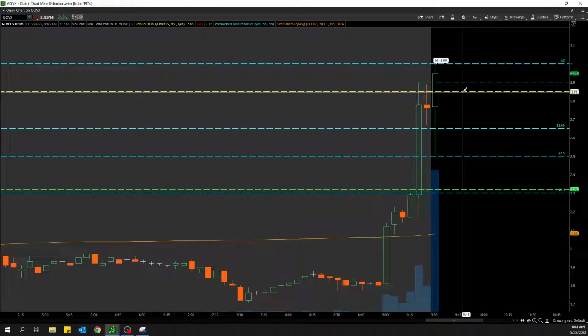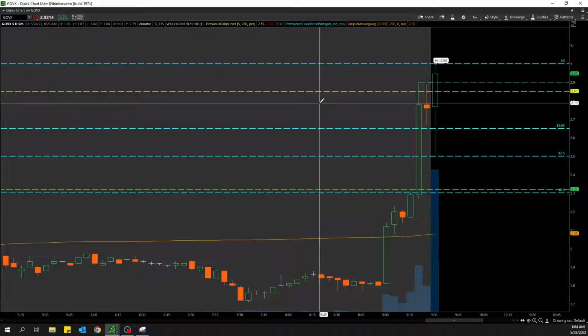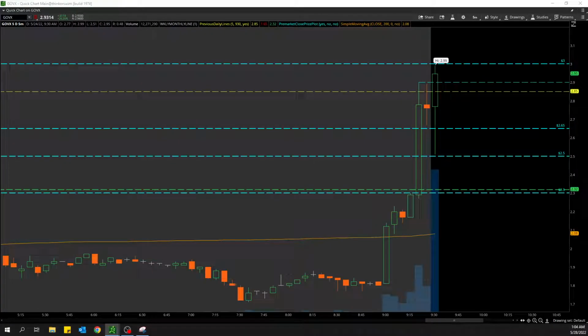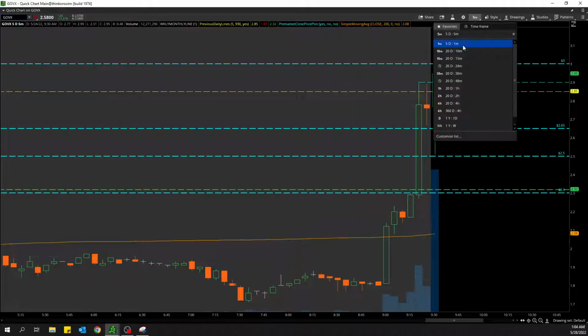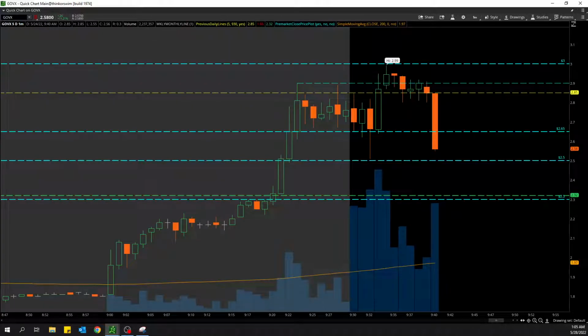Breaking this down to the 5 minute, no real price action or pullback. So what I want you to draw your attention to is another 5 minutes. We're at 9:40 a.m. And I want to show you that chart so you can kind of get an understanding of how that works as well.